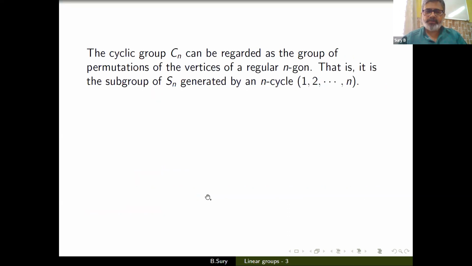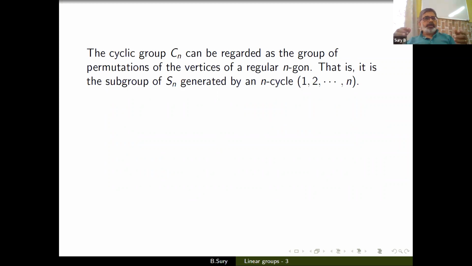So let me give some examples first. A cyclic group can be regarded as a subgroup of permutations of the vertices of a regular n-gon. Take a regular n-gon in the plane, like a regular polygon of n sides. Then the cyclic group just moves one vertex to the next one, and the next one. It is rotation by e power 2 pi i by n. Think of it like that.